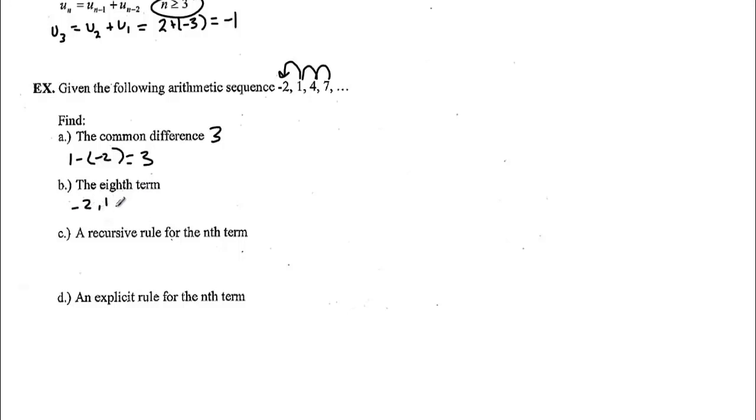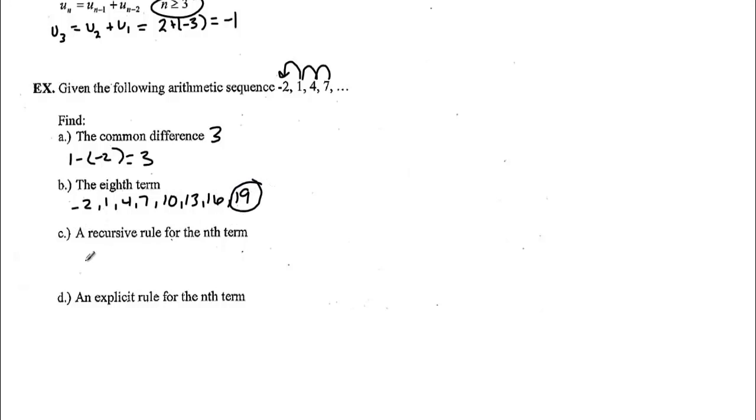We got -2, 1, 4, 7, keep adding 3. 10, 13, 16, 19. Is that the 8th term? 1, 2, 3, 4, 5, 6, 7, 8. That's the 8th term right there, 19.